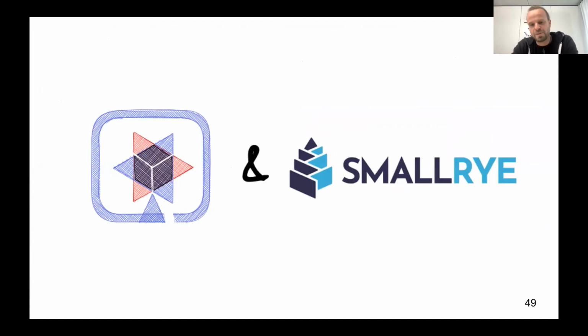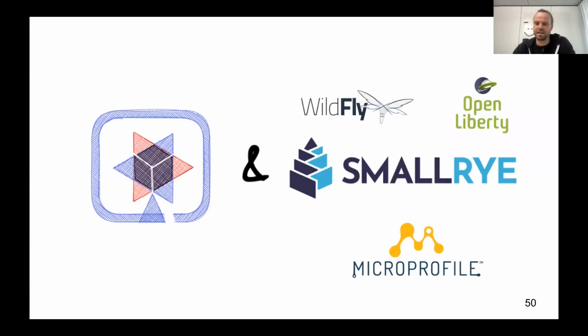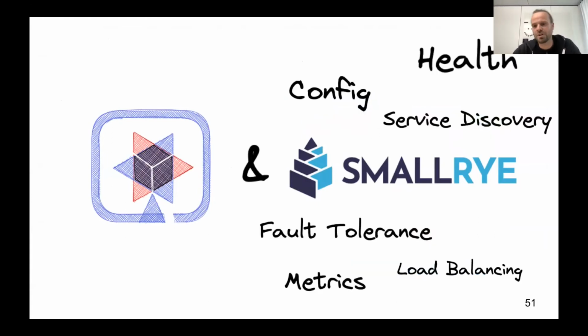With Quarkus, there's a bit of a different approach. They include a set of libraries from SmallRye, which is a set of APIs and implementations that I think initially comes from MicroProfile, but is also adopted by WildFly and OpenLiberty. So these are also a shared set of Java libraries that you can use to achieve things like health checks, service discovery, fault tolerance, and so on.